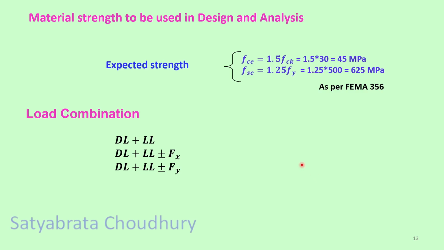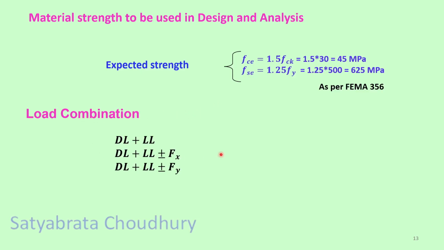So these forces, as you have seen in the previous slide, are to be put in the central nodal point of the floors at the corresponding floor levels, and then you can start designing. Design is to be done with expected strength of the materials. For concrete it is 1.5 fck, so 45 megapascal. Our concrete was 30 megapascal strength. Expected strength for steel is 1.25 fy as per FEMA 356, so 1.25 into 500, 625 megapascal. These strengths are to be used not only in design, also in the analysis, non-linear analysis.